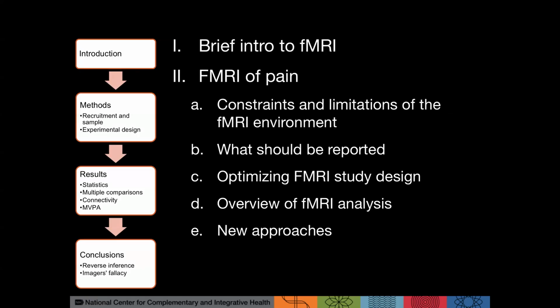So with that, the talk is structured the same as an fMRI study would be if it were reported, and that's similar again to our primer. So I'll begin with a brief introduction to fMRI. Then I'll turn to fMRI methods and results. We'll talk about issues concerning the fMRI environment, what people should be reporting, how to optimize fMRI study design. I'll give you an overview of different types of fMRI analyses, from data acquisition to group level results, and briefly address some of the new approaches, although unfortunately I don't think I'll have time to go into that in detail. Finally, I'll talk about some key issues in interpretation and inference from fMRI studies.